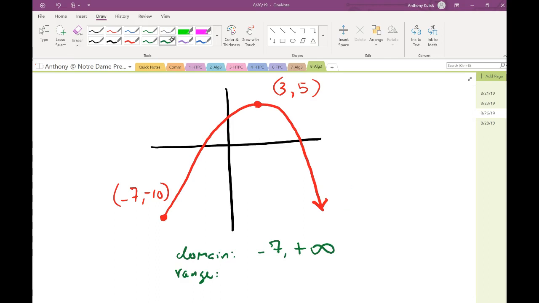Okay. For the -7, should I have a parenthesis or bracket? Should be a bracket. Notice if I go and look at the point that -7 comes from, that is a filled-in point, which means that point is part of the graph, and it should get a bracket. How about the positive infinity? Parentheses. Infinities always get a parenthesis.